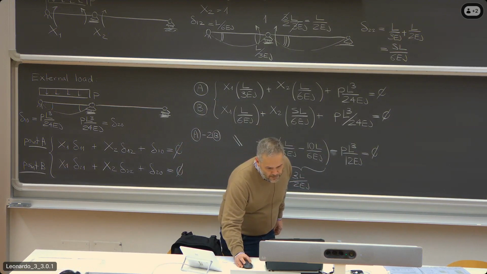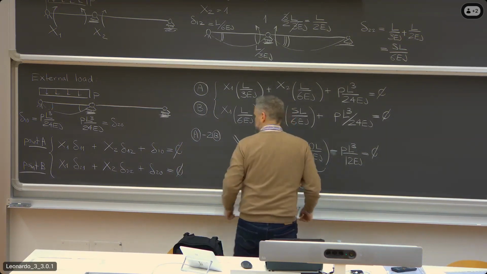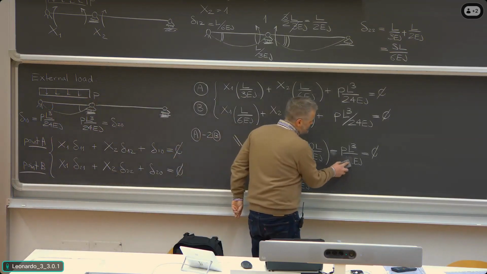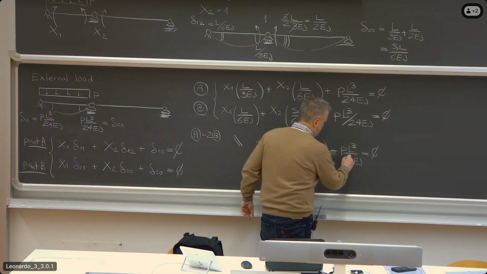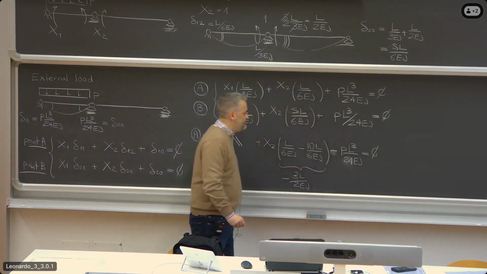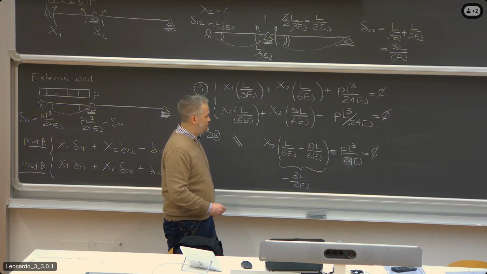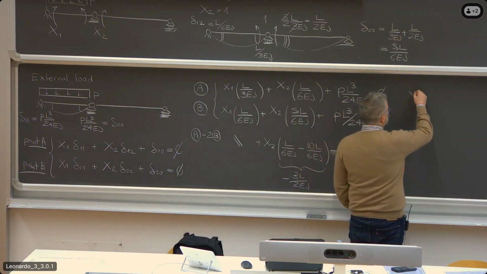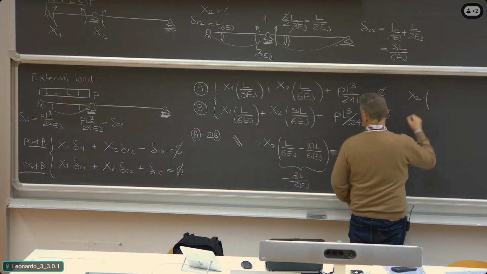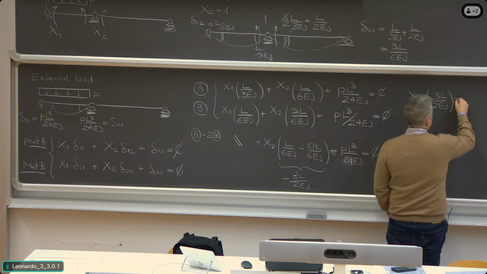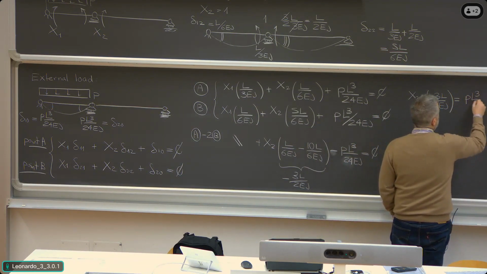Okay, sorry, just one correction. This is, of course, 24EJ. Okay. Now, the solving equation is x2 times minus 3L over 2EJ equal to PL to the power of 3 divided by 24EJ.